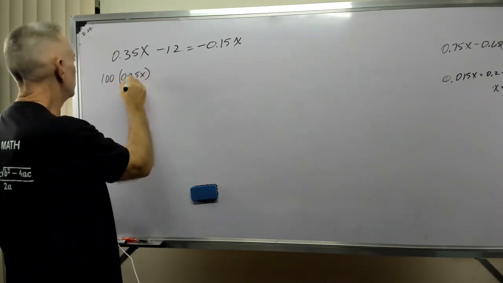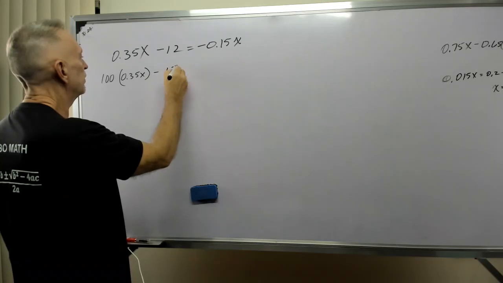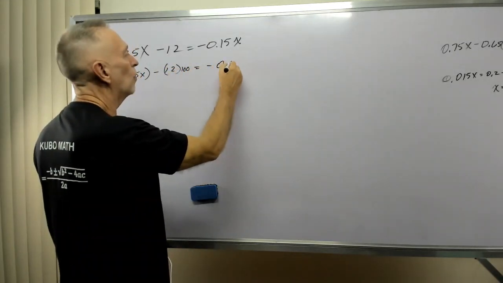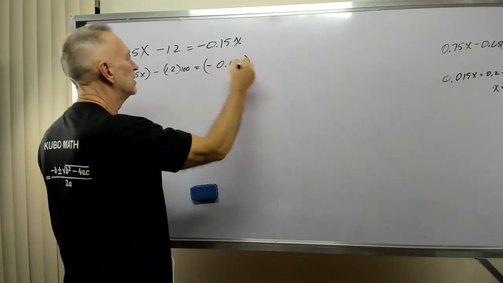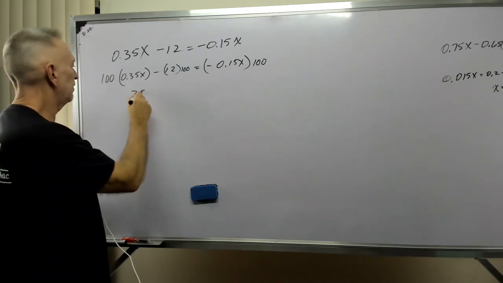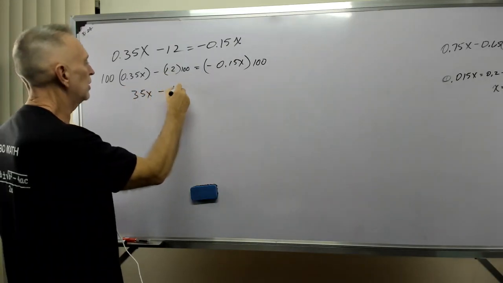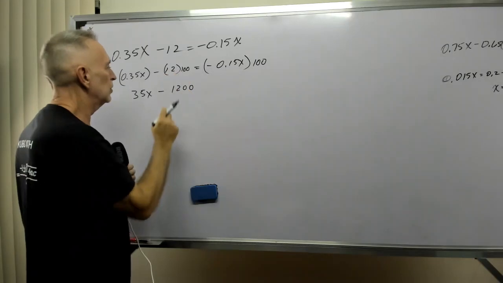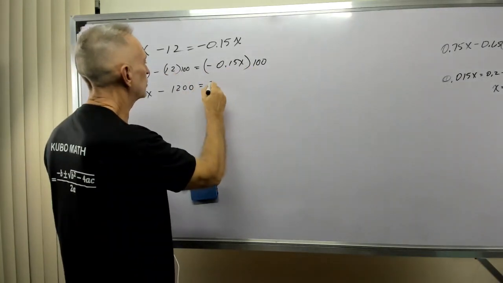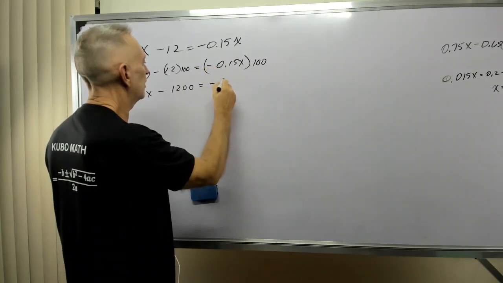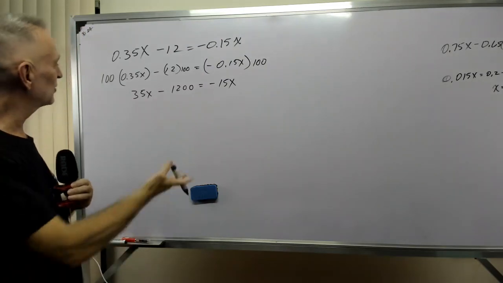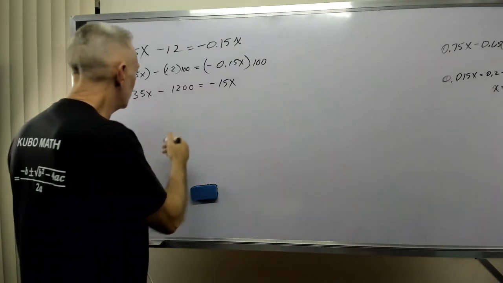0.35x times 100 minus 12 times 100, and that equals negative 0.15x times 100. Okay, so this becomes 35x minus 1200, 12 times 100, equals negative 15x. Voila! There you have it. Now we just go through and solve the way we normally would.